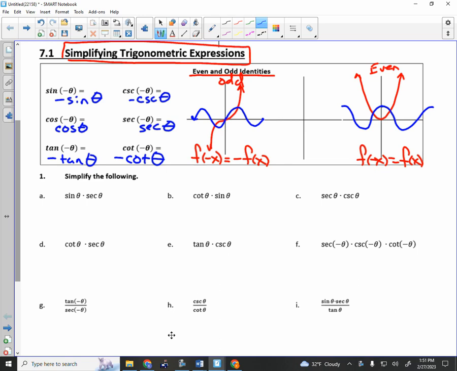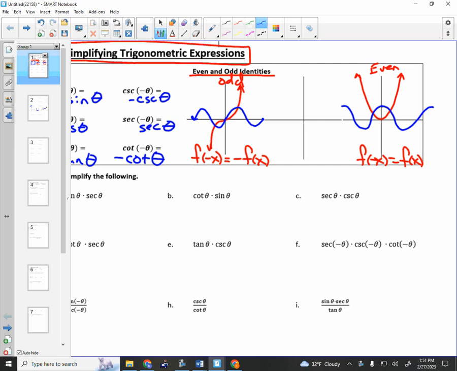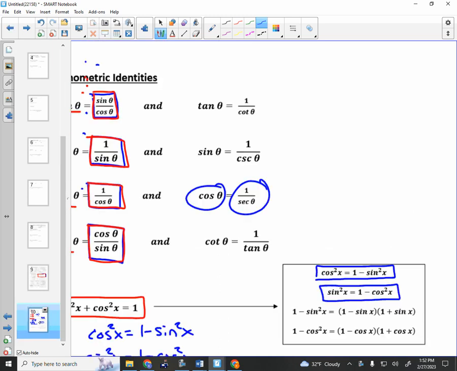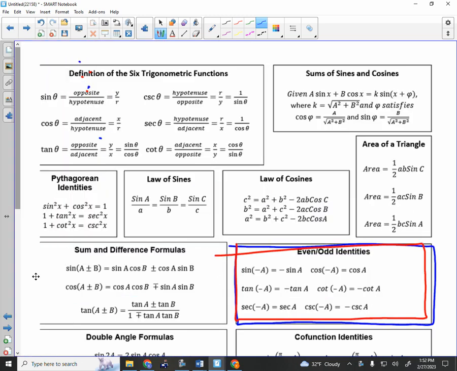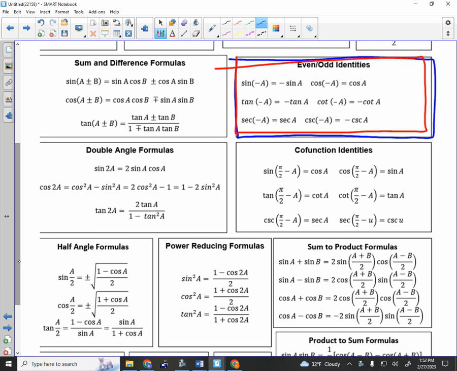Okay. It's to your benefit to remember them. But the reality is I know a lot of people don't, so I produced this sheet for you that you get to use on the test. And right now we just covered the even and odd identities. We'll be covering all these formulas during this unit. You need to know where to reference them, okay? And so there they are.